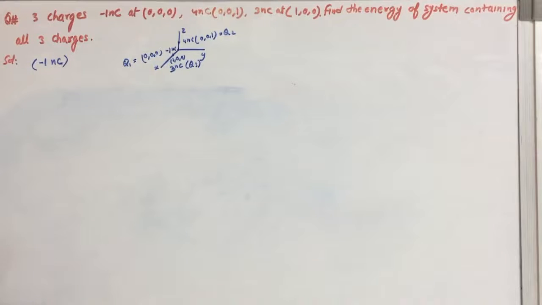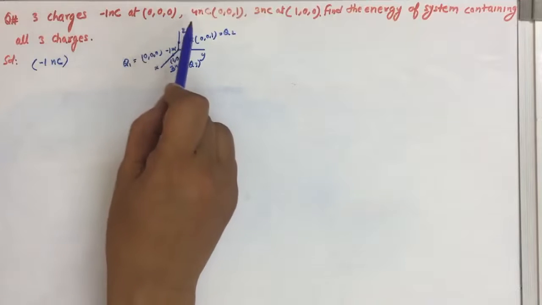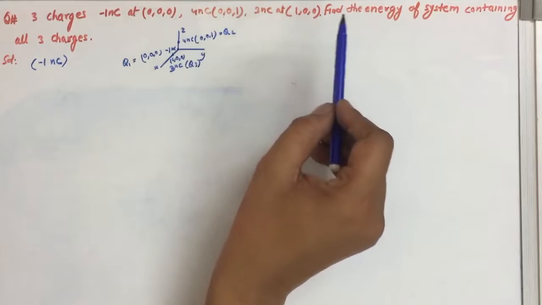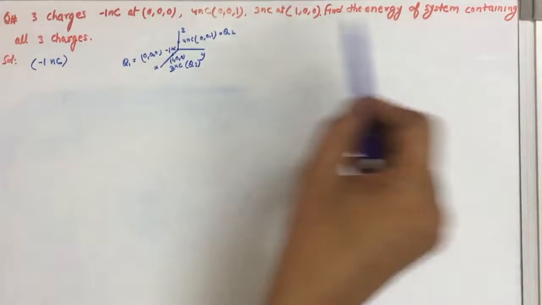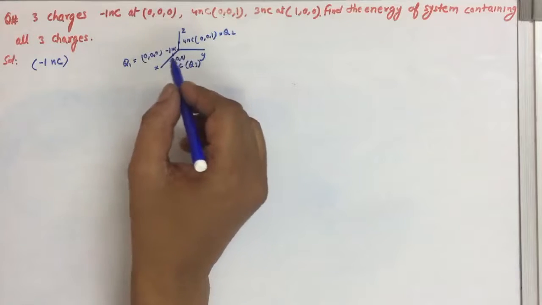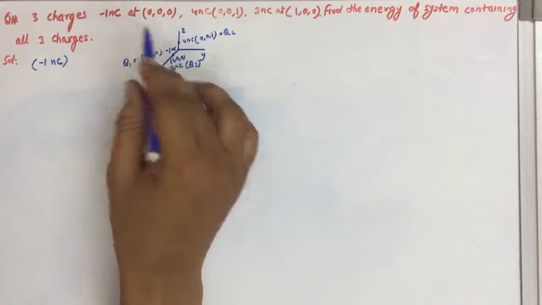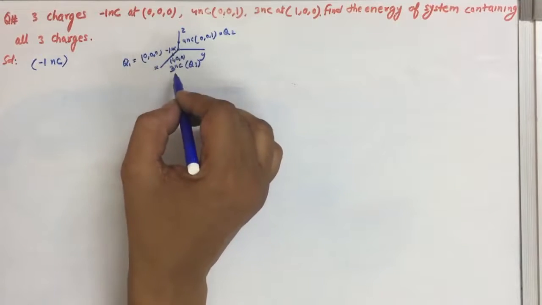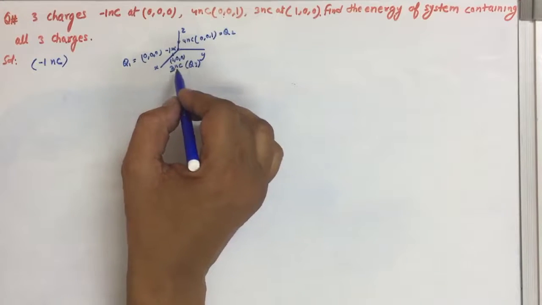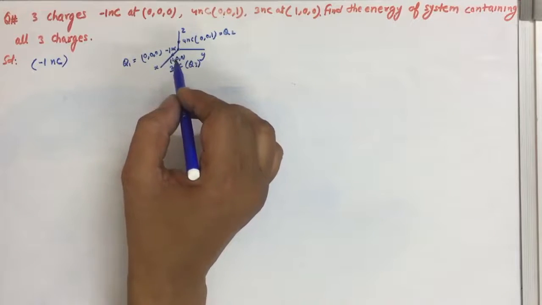Now let us do another example. That is, there are three charges of -1 nanocoulomb, 4 nanocoulomb and 3 nanocoulomb placed at three different locations. Now we have to find the energy of the system containing these three charges. So we have considered this, the charge 1, that is Q1, is placed here. Charge 2, that is Q2, is placed here, of 4 nanocoulomb. Charge 3 is placed here, that is of 3 nanocoulomb.